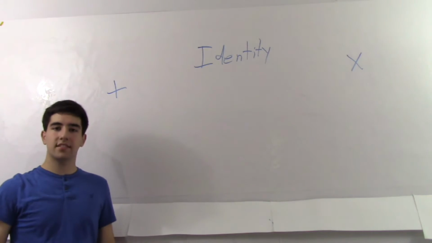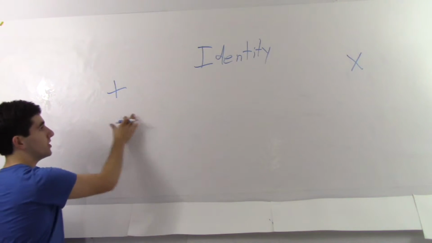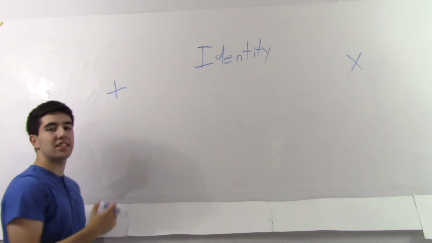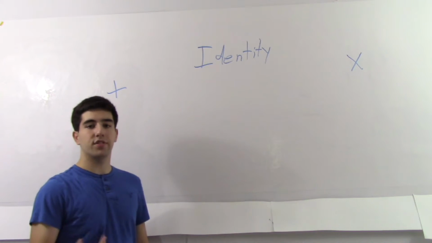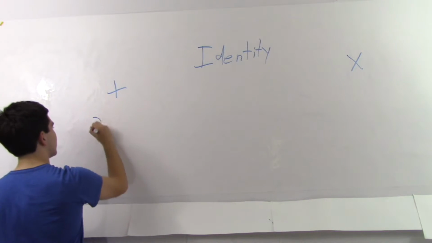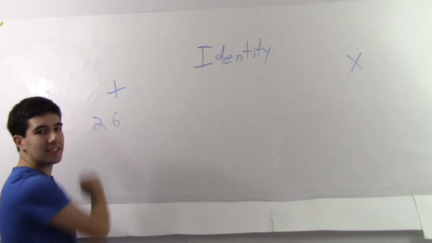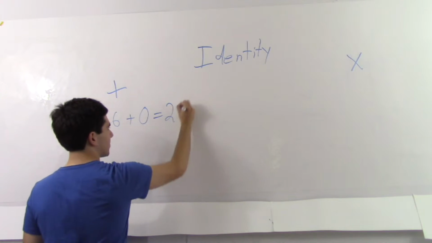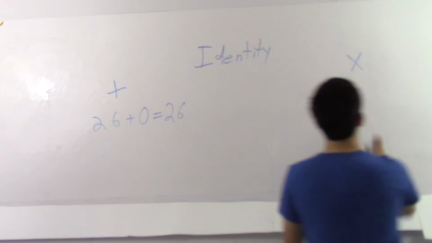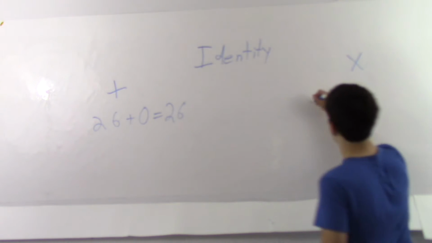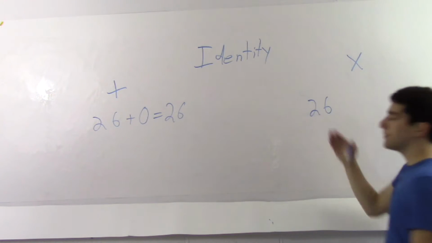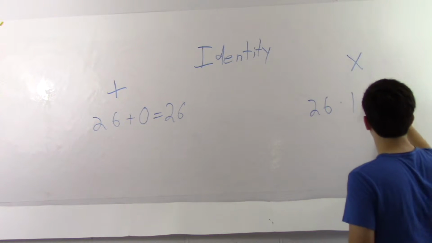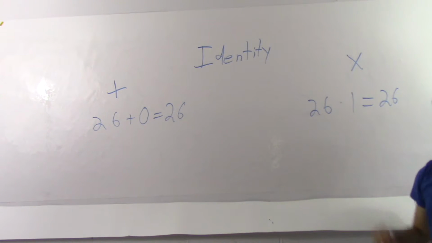Next we have the identity property, which can be used for addition and multiplication. What the identity property is doing is keeping your number the same. So if we have 26, to keep 26, we're only going to add 0, which is still equal to 26. In the same way with multiplication, if we want to keep it as 26, we're going to multiply it times 1, which still equals 26.